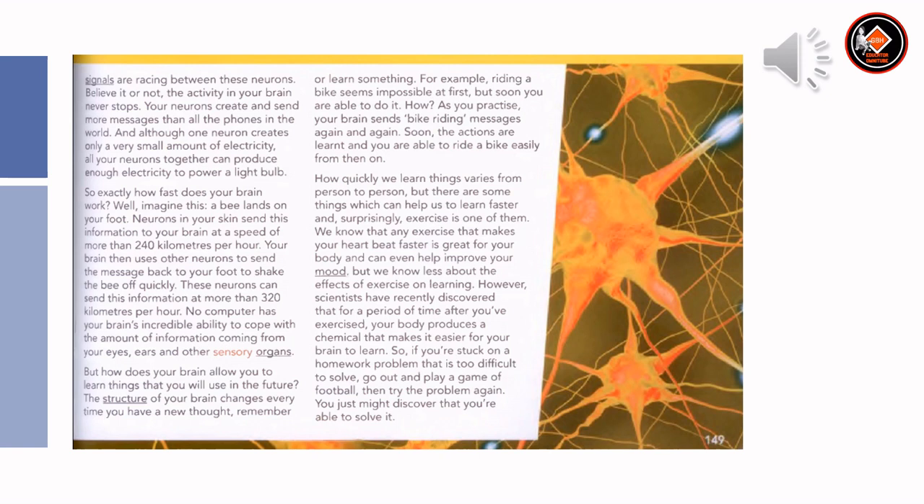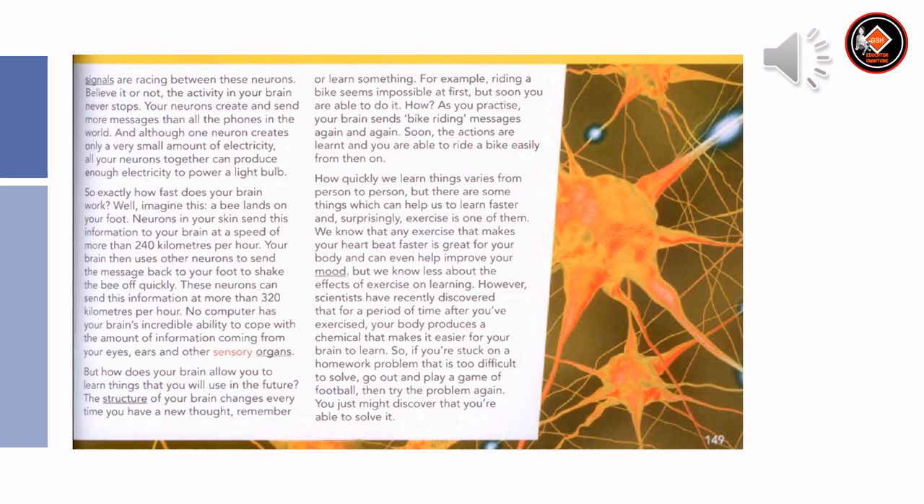But how does your brain allow you to learn things that you will use in the future? The structure of your brain changes every time you have a new thought, remember or learn something. For example, riding a bike seems impossible at first, but soon you are able to do it. How? As you practice, your brain sends bike riding messages again and again. Soon, the actions are learnt and you're able to ride a bike easily from then on.